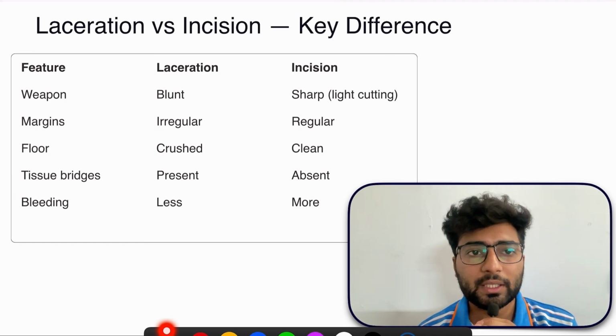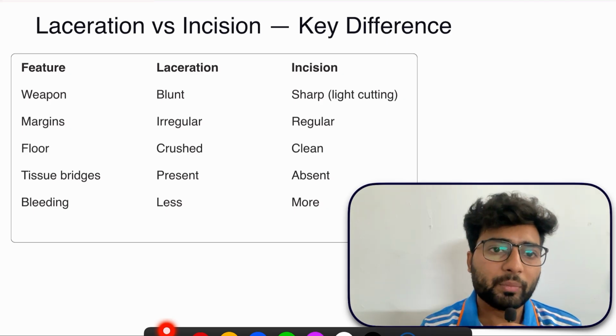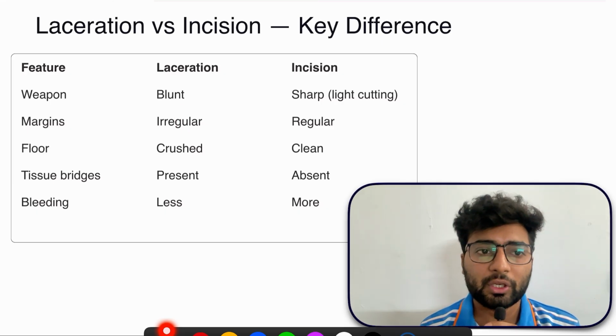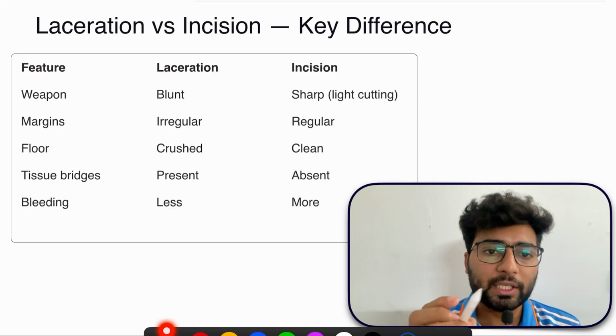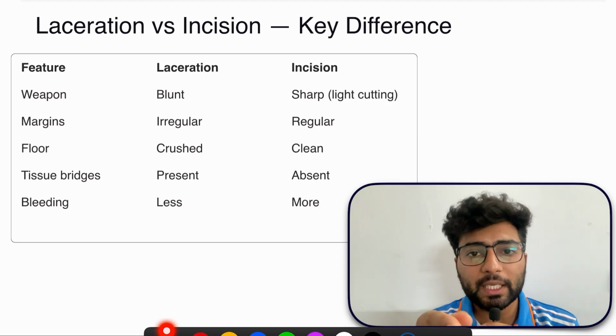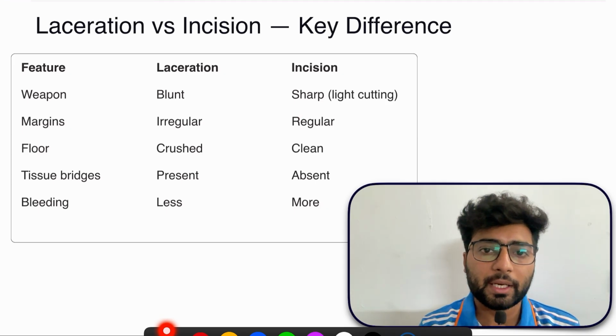Now, the final summary of incision versus laceration, the key differences. We know if the weapon is blunt like an iron rod, it will be laceration. A sharp object will be incision. In laceration, margins are irregular and the floor is crushed. So there is less bleeding and the tissue bridges are intact. While the tissue bridges are cut in incision, there is more bleeding and the floor is clean cut. Margins are regular over here.